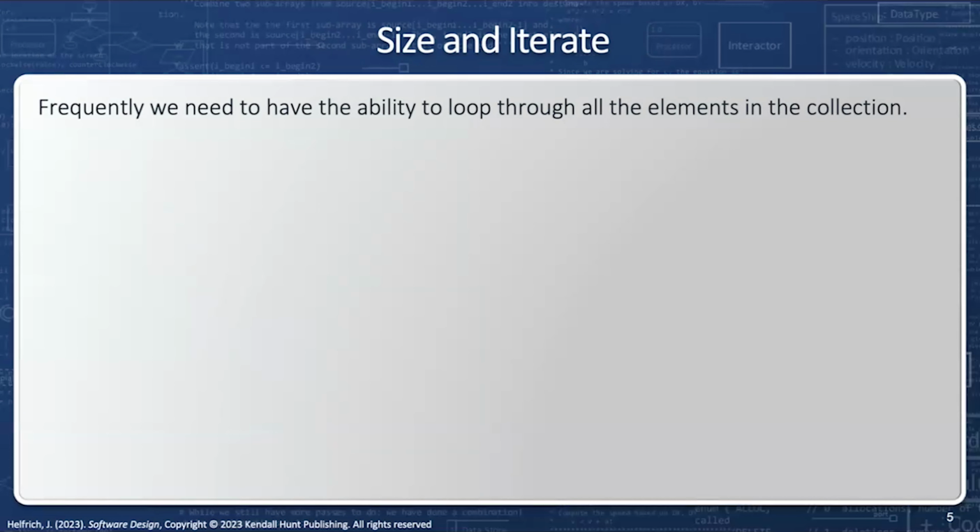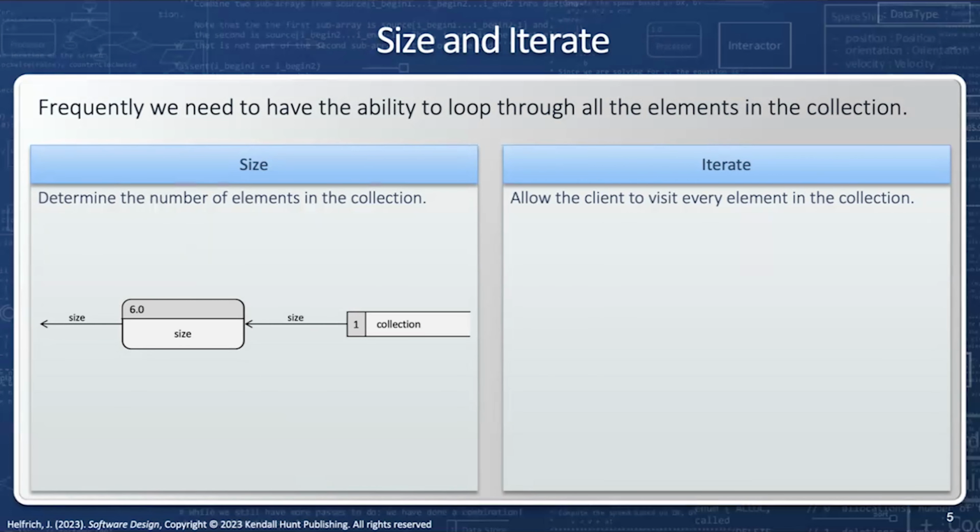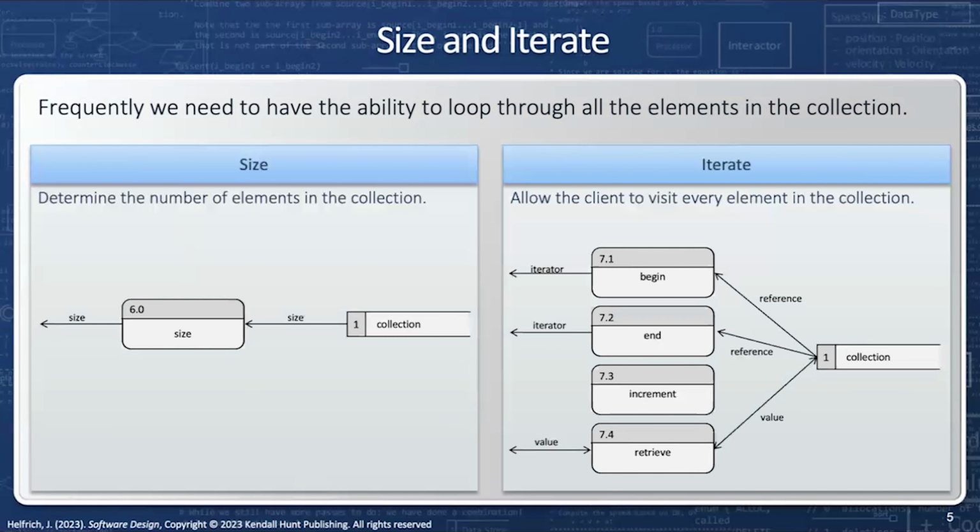And finally, commonly, the client needs to know how many elements are in the collection, and to be able to iterate through all elements in the collection. The size is just going to return the number of elements in the collection, obviously. Now, iterate is different because I need to give the client the ability to find every single element in sequence. And an iterator usually requires four different elements in the design pattern.